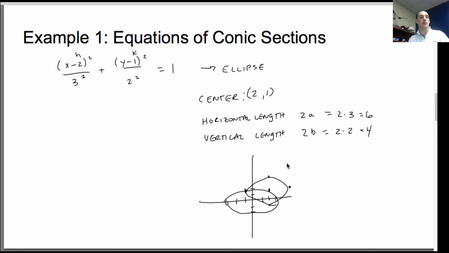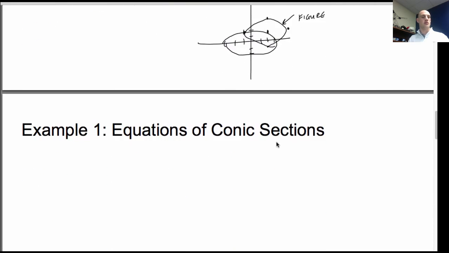Okay, that's what we learned from this. So we can use our lengths to draw our original and then move our center up to give us our translated figure. So this is our figure. That's how we're using this equation. That's how we're looking at this.